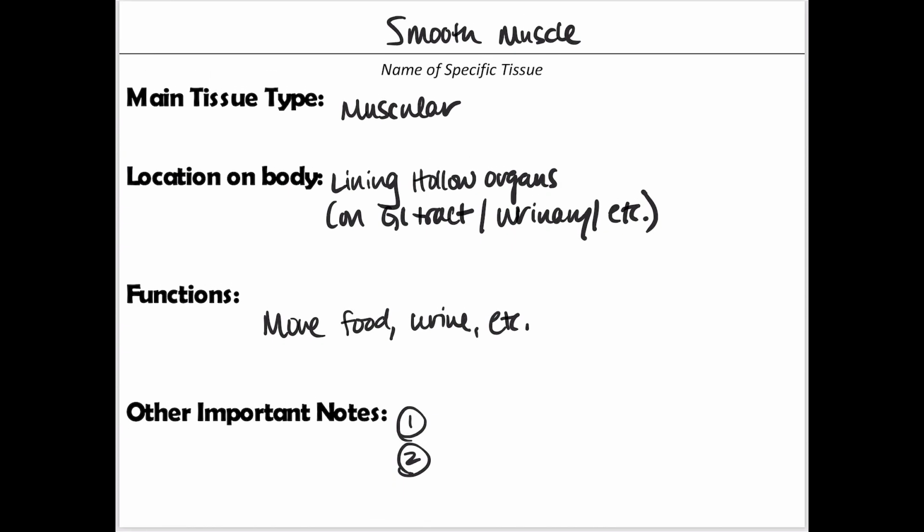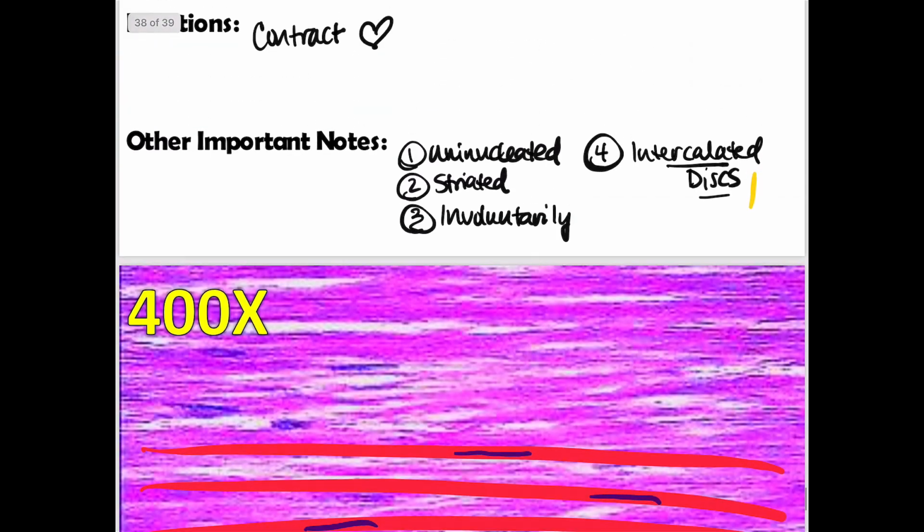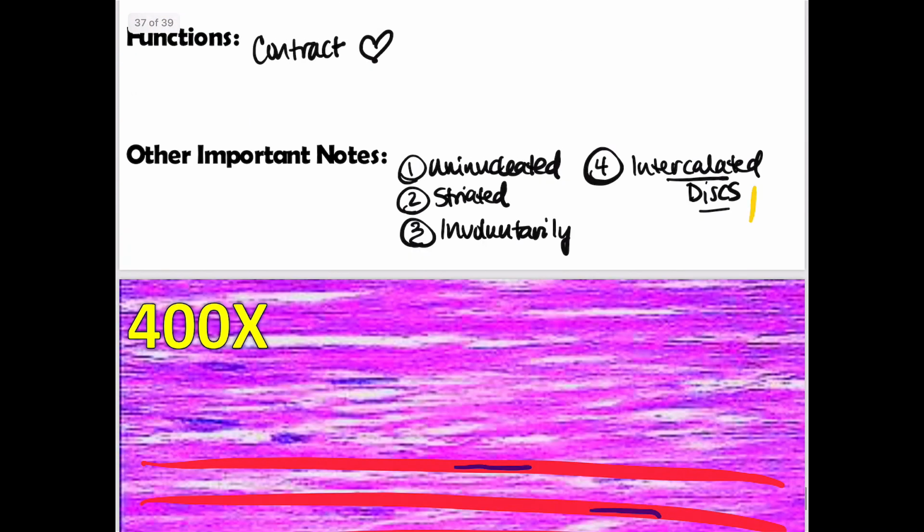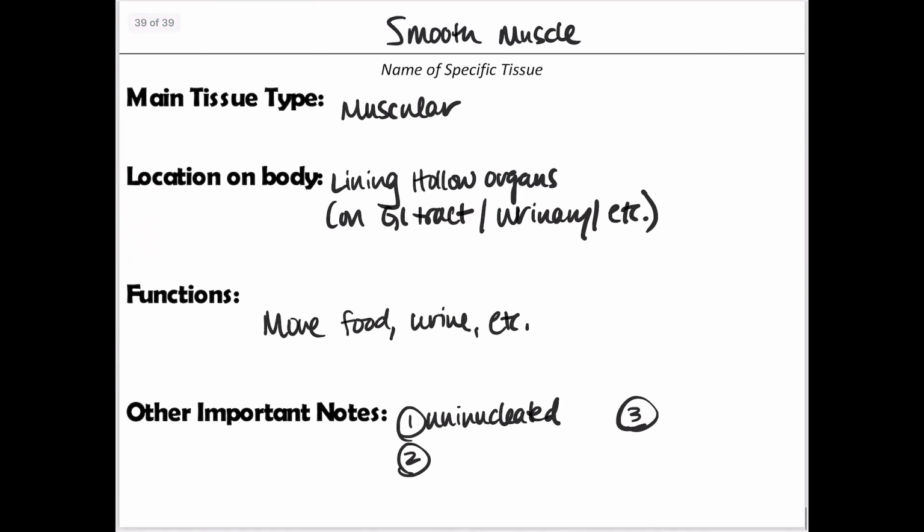And then the same three. So the first one was, I apparently cannot write 3 over there. Okay. The first one is, is it multinucleated or uninucleated? It is uninucleated. There's only one nucleus per cell. All right, next one. Is it striated? Are there little stripes? No, it is not striated, non-striated. And then finally, do you control this voluntarily or does this get controlled involuntarily? Do you have to think about food as it moves through your digestive tract? No, you do not. It is involuntarily controlled.